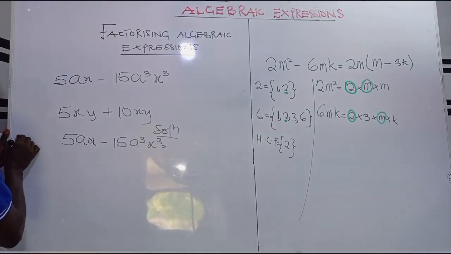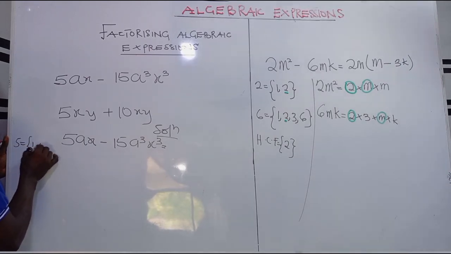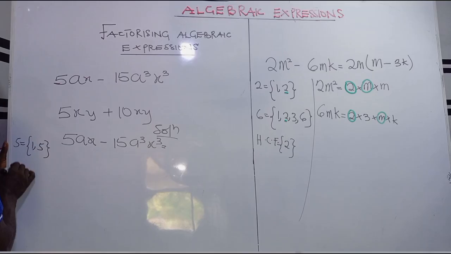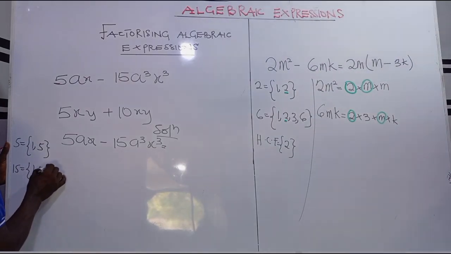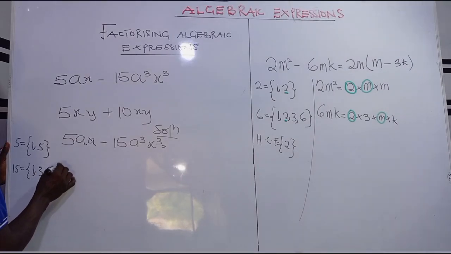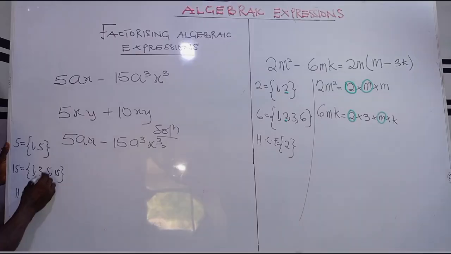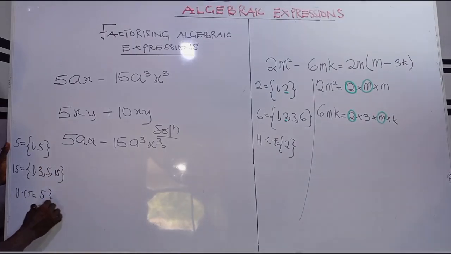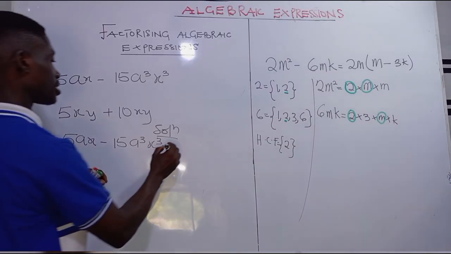We find the factors of 5. We have 1 and then 5. And then the factors of 15, we have what? 1, 3, and then 5, and then 15. So our HCF is what? 5. The highest common factor is 5. So we write it down.